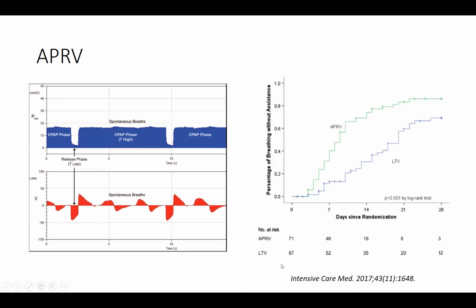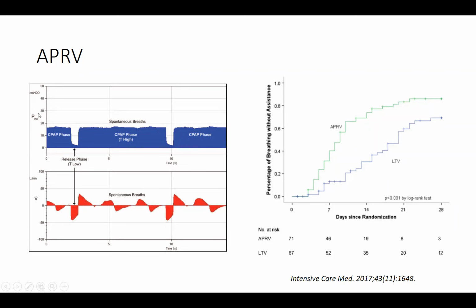It's not the only study, but this is the largest study that was done. It's 71 patients in the APRV arm, and this is conventional ventilation, 67 patients, and it did show improvement in outcome. The outcome here was percentage of patients breathing without assistance, and this is days since randomization. So it's not mortality, but this is an important outcome, which is how soon you can get them off the ventilator. What APRV stands for is airway pressure release ventilation.